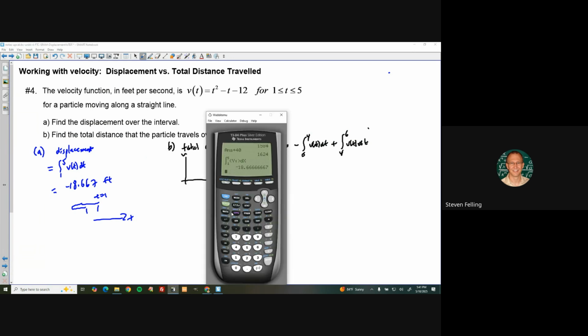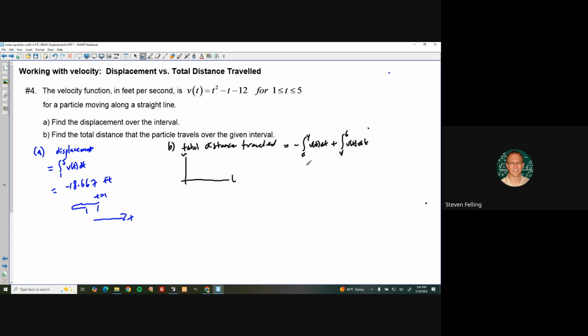If I've got that same function there, if I go from math 9 from 0 to 4, this is the period of time when it's moving in the negative direction. That gives me negative 34.667. So this is negative 34.667, but we're negating that to force that to be a positive distance.